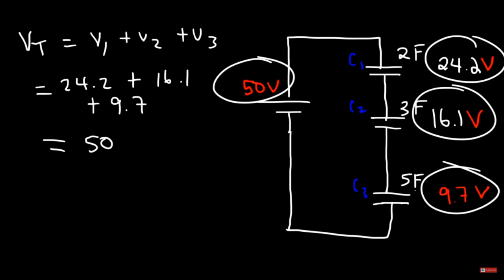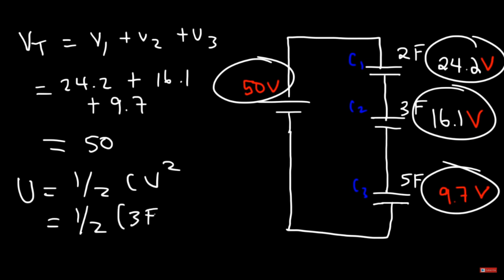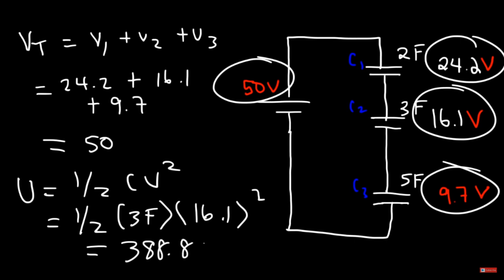Now let's calculate the potential energy of C2. It's going to be 1/2 CV squared. Now that we have the voltage, we can find the potential energy. So capacitance is 3 farads. The voltage across it is 16.1. And so this is equal to 388.8 joules. So that's it for this video.